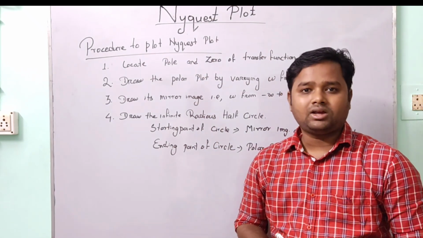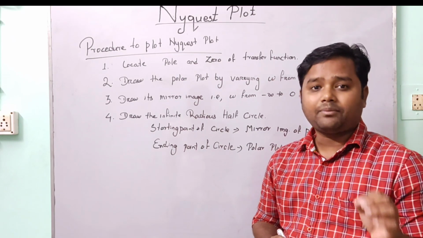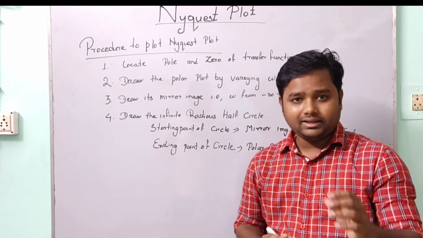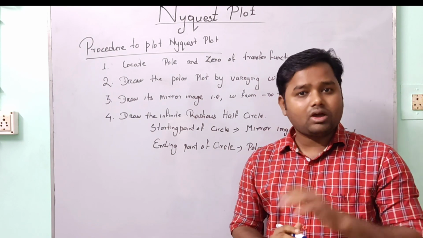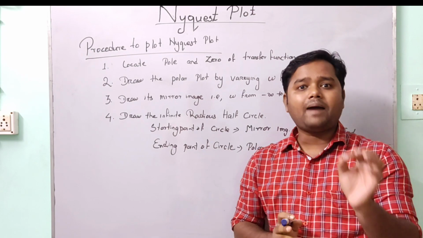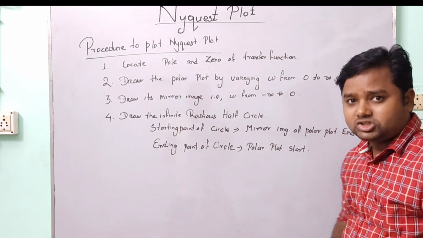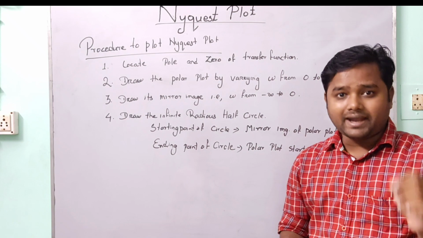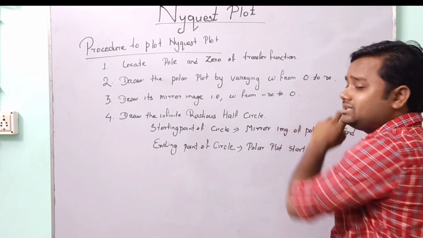The second point is that we have to find the polar plot. We know in the polar plot, first we have to put s equal to j omega in place of s. Then we have to find the magnitude of G(j omega), then its angle, and once both the magnitude and angle are done, we vary the omega value from 0 till infinity, and we construct the polar plot. In the polar plot, the value of omega is varied from 0 till infinity. This is the main point.